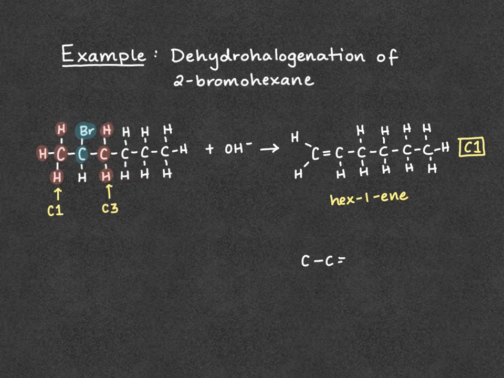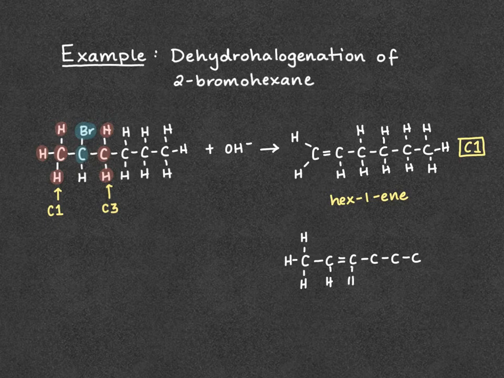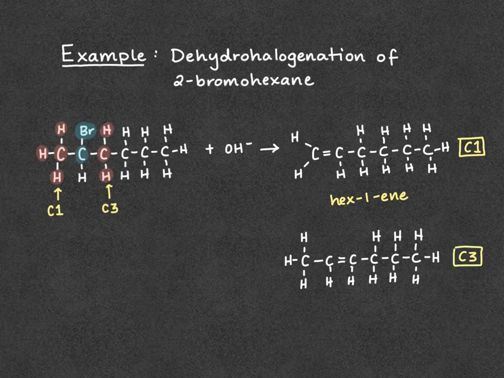If we remove the hydrogen instead off of C3, our double bond will be between carbons 2 and 3 instead. And so carbon 1 will be untouched, 3 hydrogens on there. We'll still have our 1 on carbon 2, 1 on carbon 3, and 4, 5, and 6 will be untouched. So that's the product if we remove our hydrogen from carbon 3. This product is hex-2-ene. You will not need to know the proportions of the products or which one is more likely to form. You just need to know that it is possible to form both.